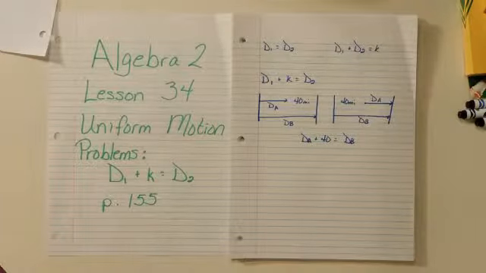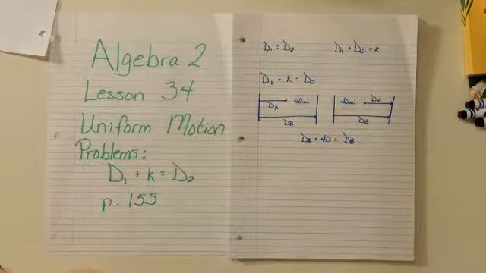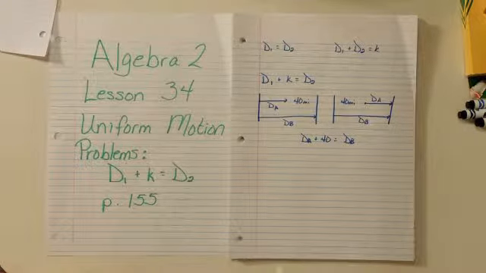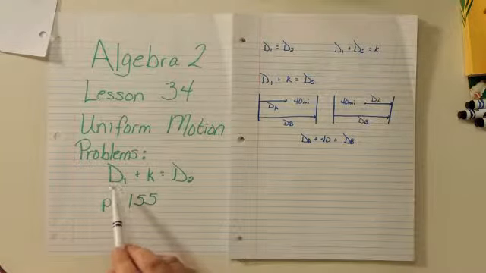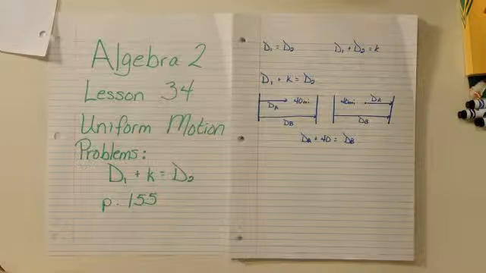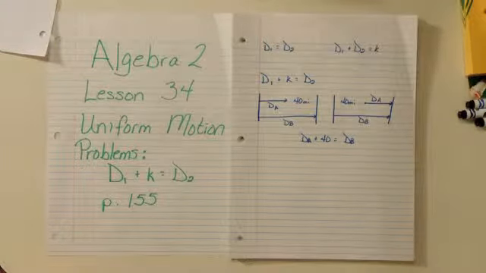Hi, this is Algebra 2, Lesson 34. We're going to do more uniform motion problems. And these are going to be in the form of D1, distance 1, plus some number equals distance 2. We're starting on page 155.